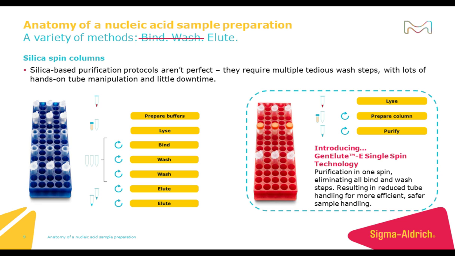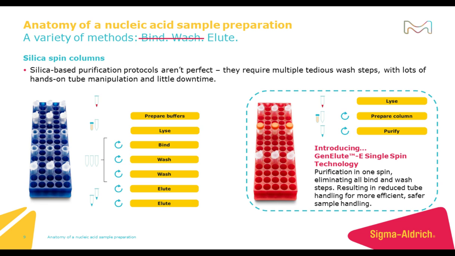I hope by now you've noticed a pattern where if it is either phase separation and cleanup, silica magnetic beads, or silica spin columns, the process can be tedious with binding and washing of the nucleic acid. Tube handling can be prone to human error, and these methods typically run the risk of cross-contamination. Yet, what if those bind and wash steps could be eliminated from the workflow?